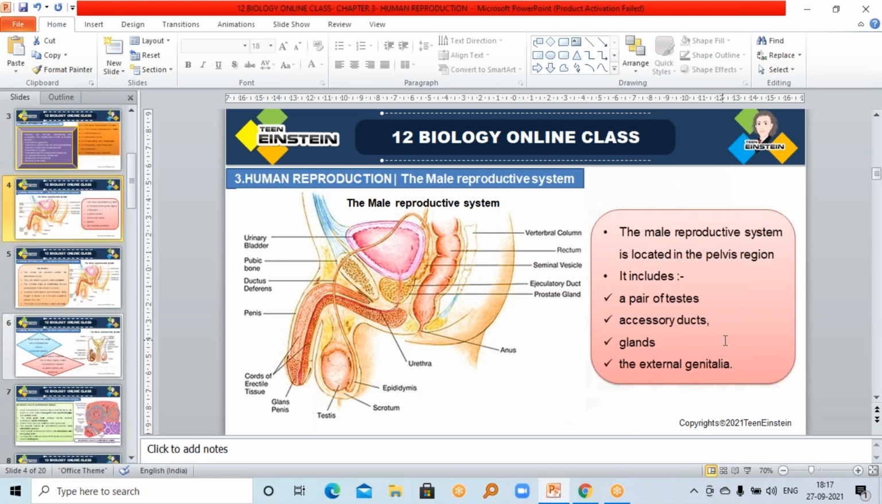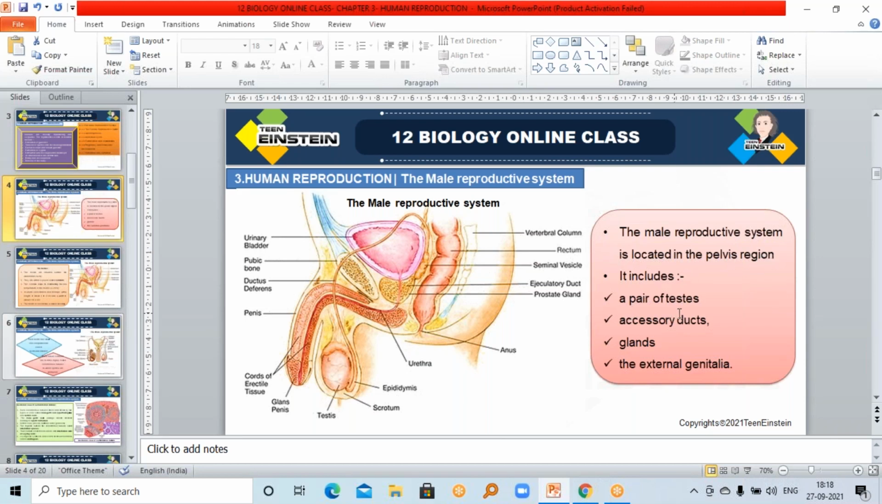Next, accessory glands, accessory sex glands. These include seminal vesicles, prostate gland, then bulbourethral gland, otherwise called Cowper's gland. Then the male reproductive system has external supporting structures called scrotum and penis. Which is the external supporting organ? Penis. Got it?